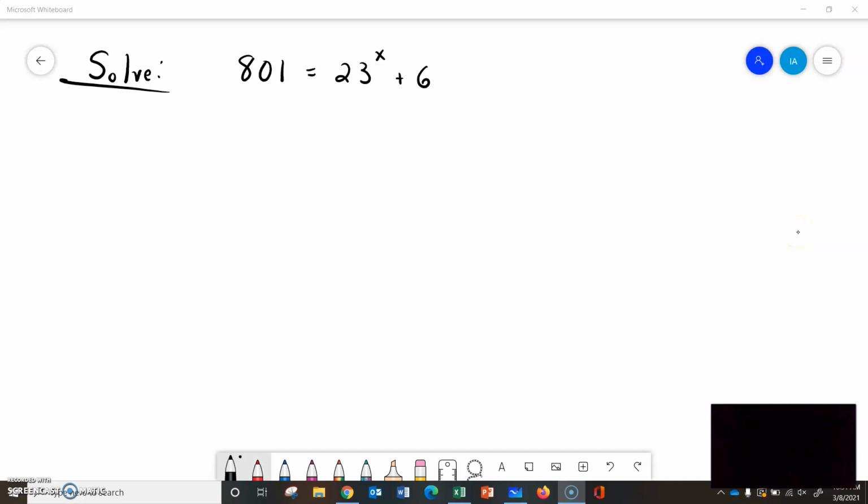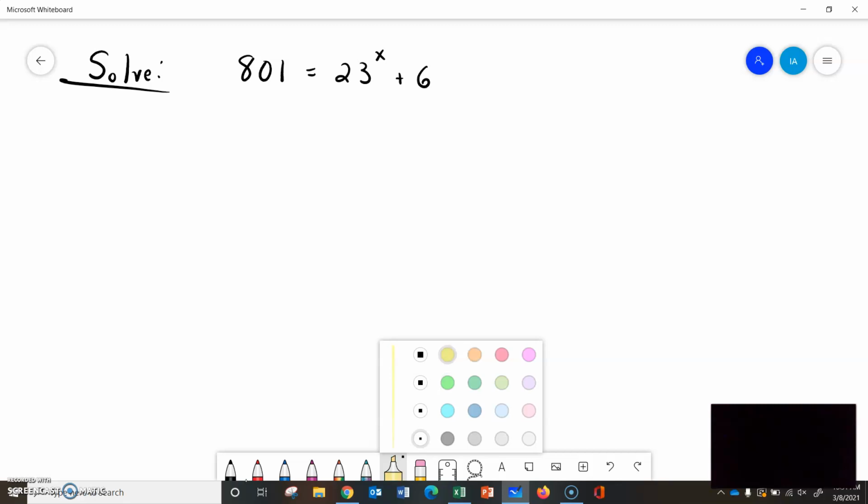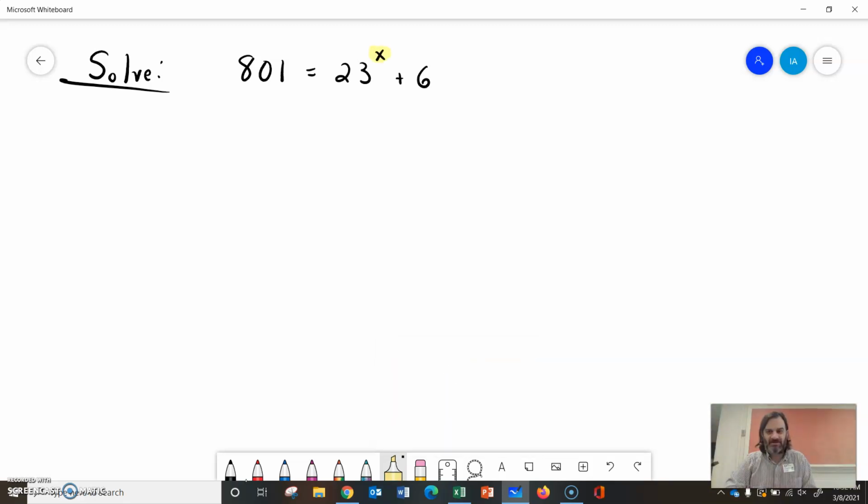Alright, we're going to solve an exponential equation here. It is 801 equals 23 raised to the x, and now to the side, plus 6. So what we're trying to solve for is up in that exponent position, which makes it very hard to get to. So we're going to need to convert it to a logarithm at some point.